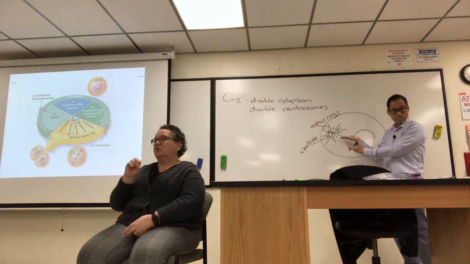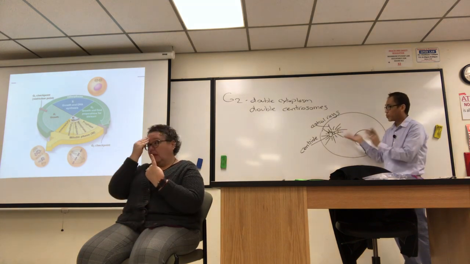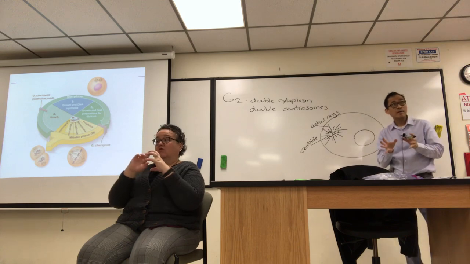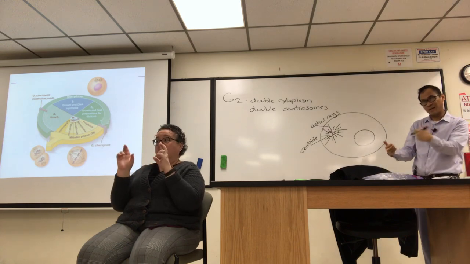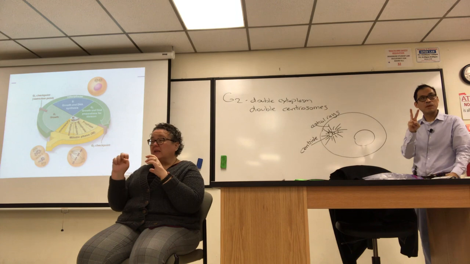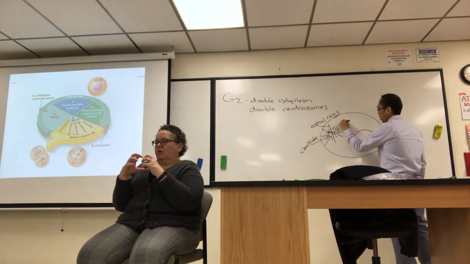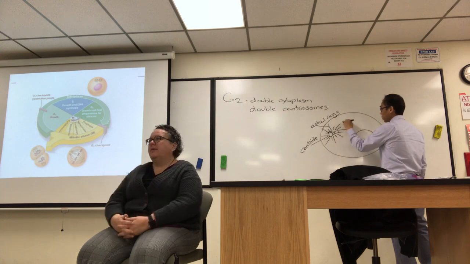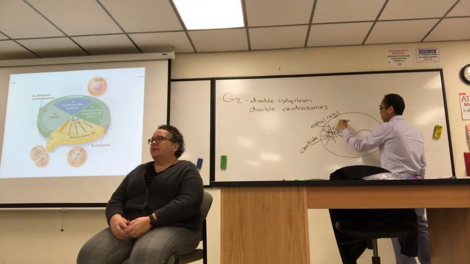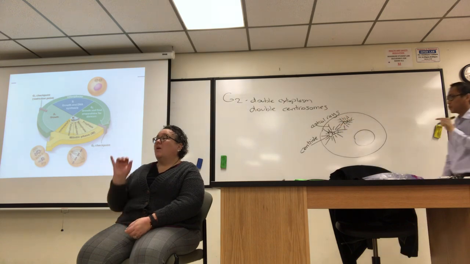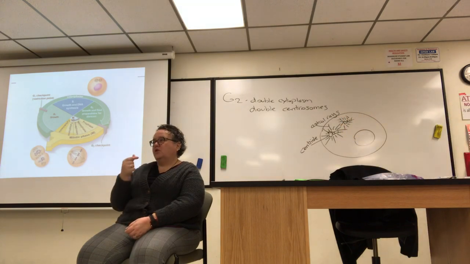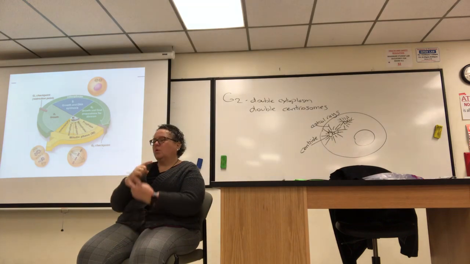And there's one, I'm saying they double. So when a cell's getting ready to divide, and it's like late interphase, you'll see two of them, and they'll be close together. So I'll draw another one. Okay, so that's what I want you to know for G2. Look for two centrosomes, basically.